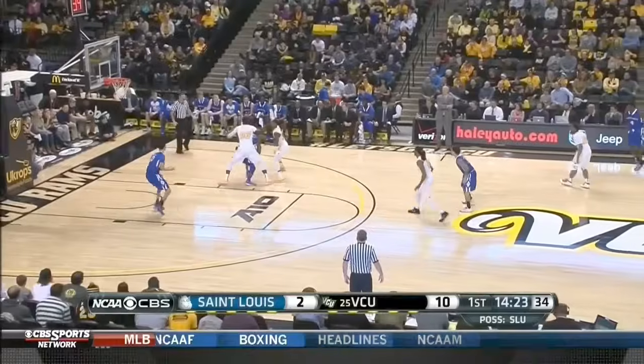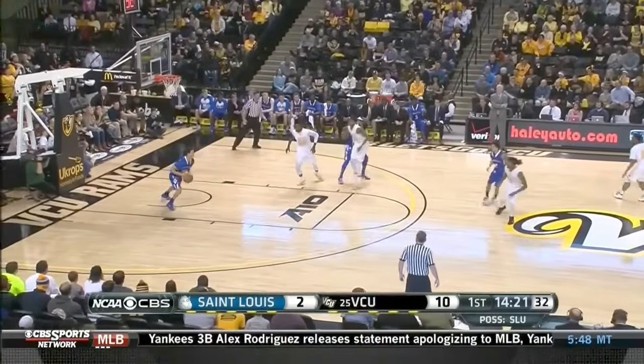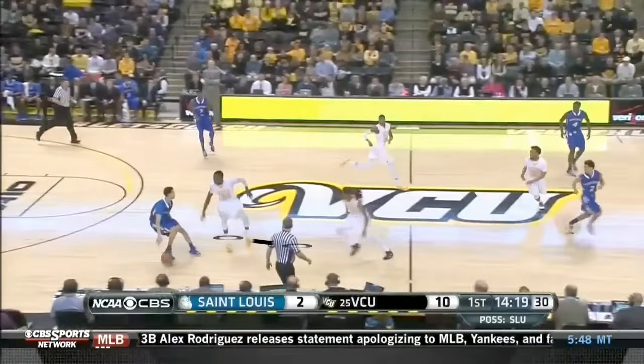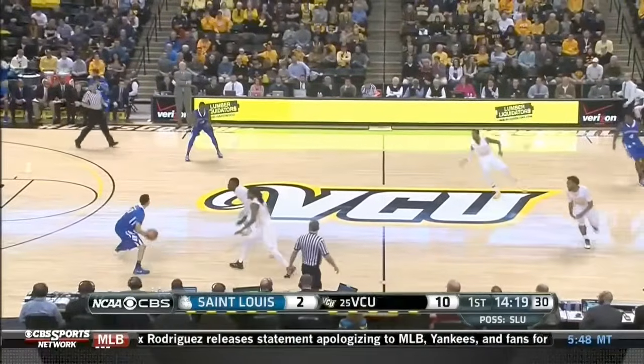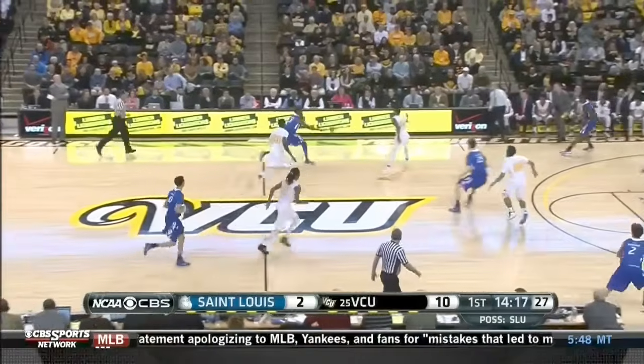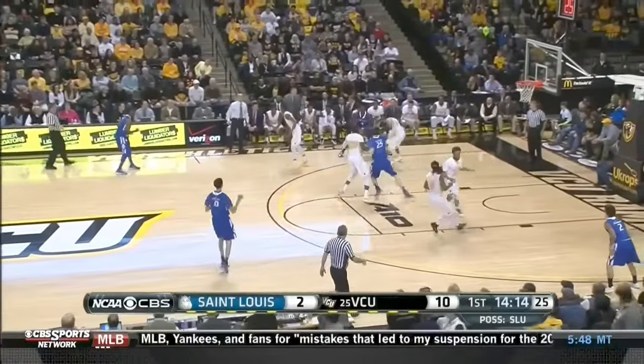So VCU runs weak coverage and they allow the ball to go back to the inbounder, and then they're going to trap a second time. You have your back man, you have your sideline, and you have your middle, and most of the time the defense is going to shift with sideline and middle, and you'll be forced to throw it back, and by that time you should be able to advance it across half court.